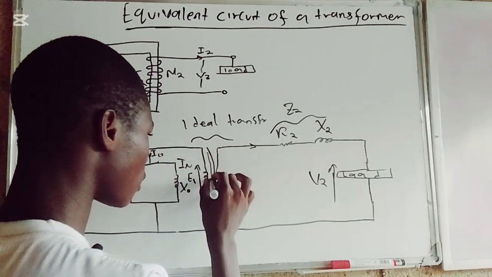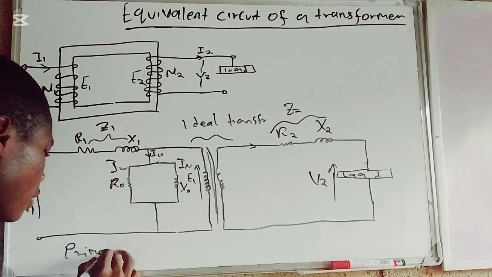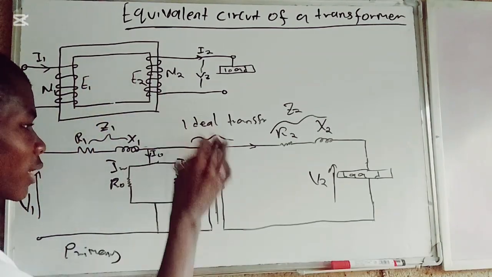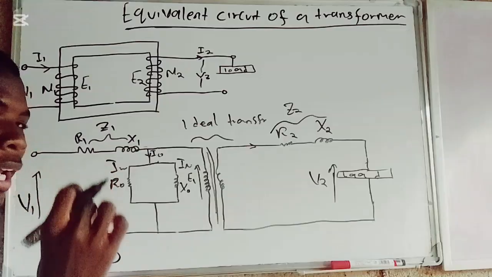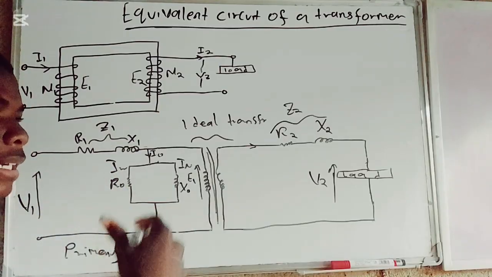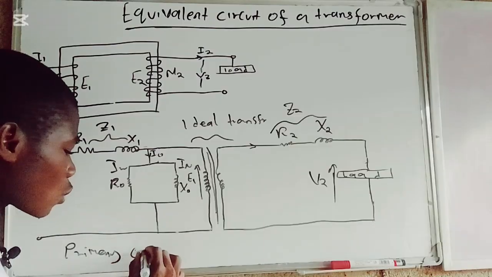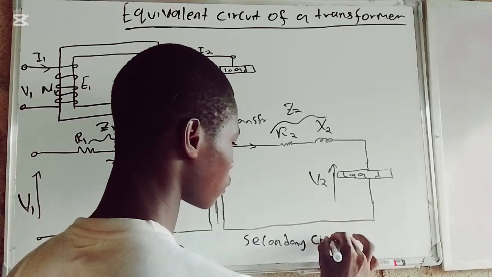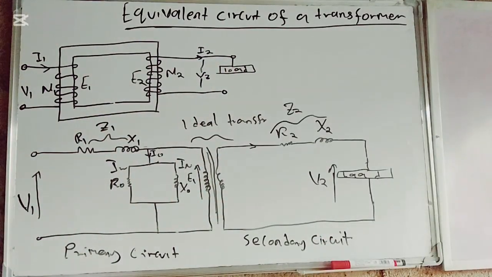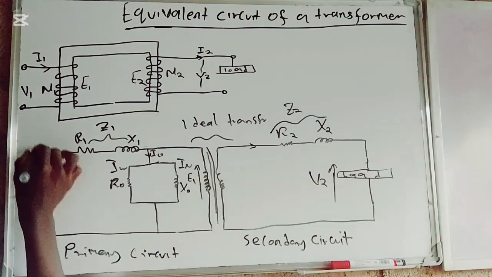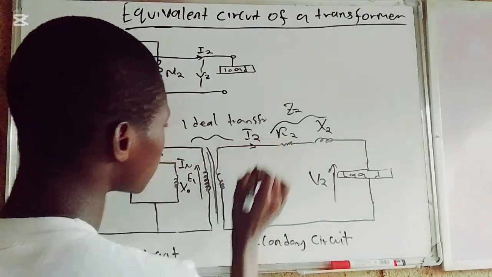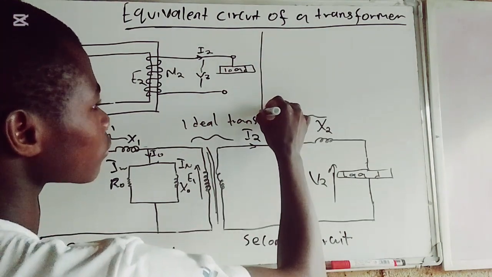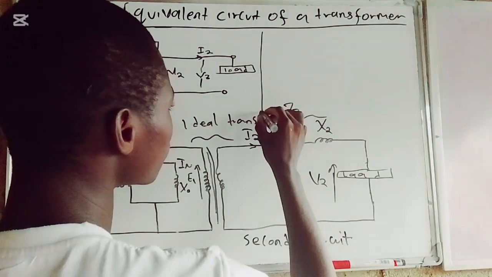I have something like this. So this is a primary circuit. This is an ideal transformer, and this is the equivalent circuit of a transformer, but the ideal transformer is connected externally with the reactance, resistance, and the impedance. This is a primary circuit, and this is a secondary circuit. And then I have I1 here, and I have I2 here. So from this I have to relate some formulas.